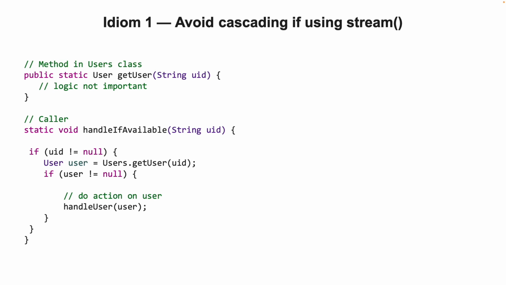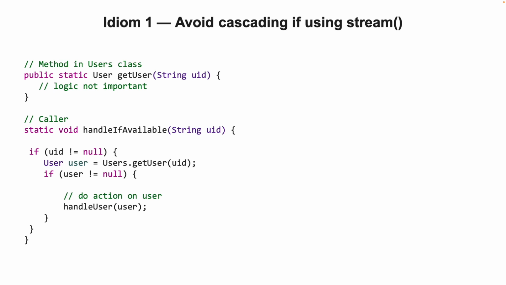Imagine that there is a Users class which has a method called getUser, which returns a User object from a user ID. The method is not written with Java Optional in mind. In other words, the method getUser is not returning an Optional of User. It's returning the User object, and it could be null.